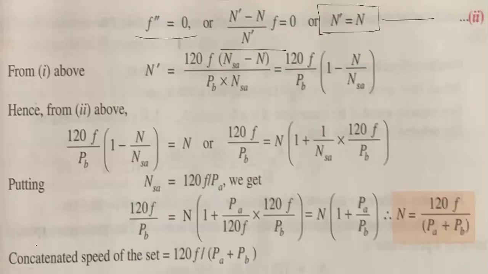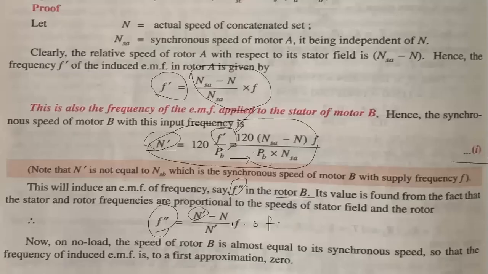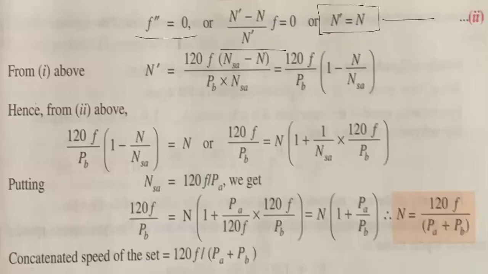See the first equation from the before slide. What is the first equation? N dash is equal to 120 into F dash by P. This is the first equation. So from the first equation, how can I write N dash? I am putting N dash is equal to N. So what will it become finally? N dash is equal to 120 F by PB into 1 minus N by NSA. This is from the first equation.